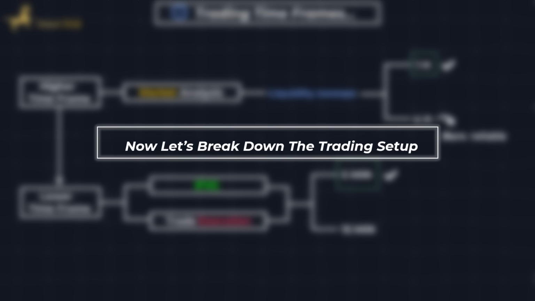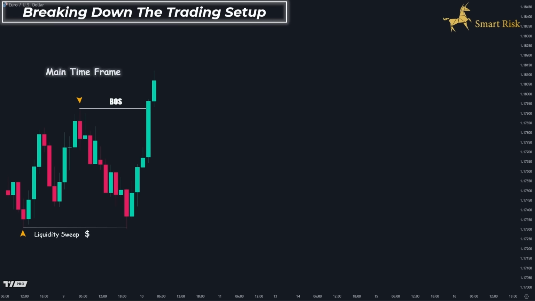Now, let's break down the details of the first trading setup. In the bullish scenario, the first step is to spot a valid liquidity sweep on a higher time frame, like the 30-minute or 15-minute chart. You're looking for the price to take out a key level, immediately reverse, and then confirm with a break of structure. Once that happens, you need to mark out the order block that initiated both the liquidity sweep and the break of structure.